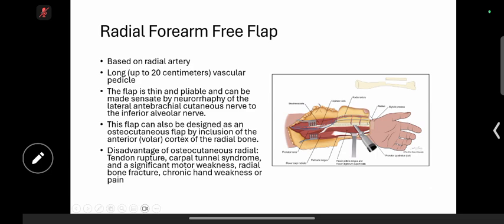bone. The disadvantages of the osteocutaneous radial flap are that there could be tendon rupture, carpal tunnel syndrome, significant motor weakness, radial bone fracture, and chronic hand weakness or pain.